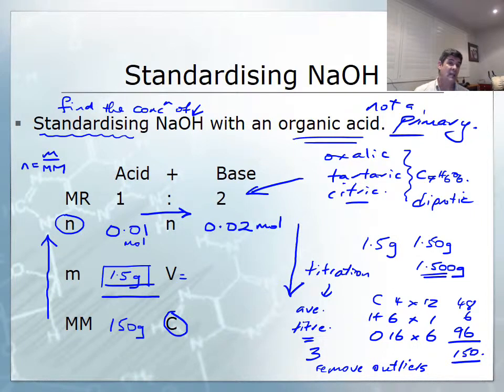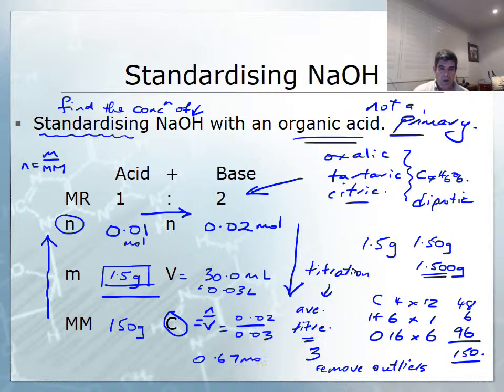And because we're just putting some numbers together at the moment, let's say that you had carried this out and it took 30 mils. So 30.0 mils was your average titration. So in order to find the concentration, we need number of moles over volume, but our concentration is always going to be in moles per litre, so we need to convert this to litres. So it's going to be 0.03 litres. So we have 0.02 divided by 0.03, and that's going to be 0.676666 moles per litre.